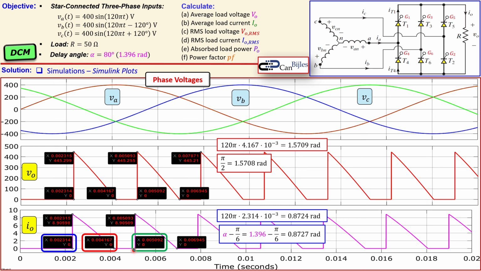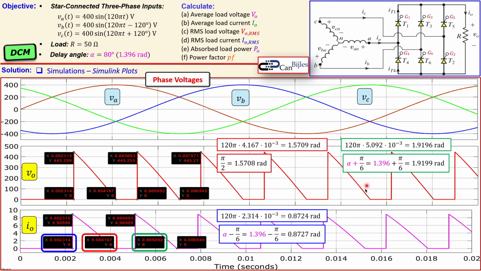Another one is happening at this label, which is what we have calculated as, in this case, 120 pi times 0.005092, that's shown here, and that is the 1.9196 radians, and that should happen at alpha plus pi over 6 radians, and that's, if you do the calculation here, you see actually they also are actually also matching very well. So we see indeed that this is indeed correct.